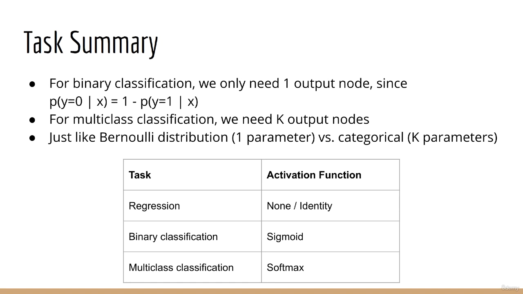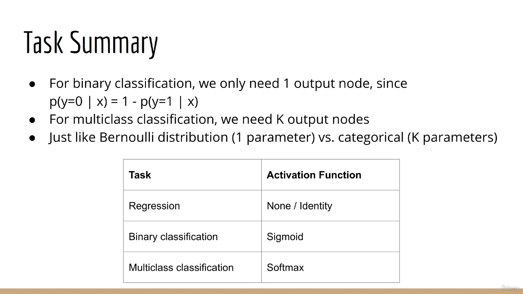The last thing I want to do in this lecture is summarize the three types of tasks we've encountered so far that neural networks can perform and their corresponding activation functions. Two of them you already saw in the previous section of this course, and now we have a third. So first we have regression, where we use no activation function at all. Sometimes we also call this the identity function, which is just a fancy way of saying a function that returns its input. Second, we have binary classification, where we use the sigmoid activation function.